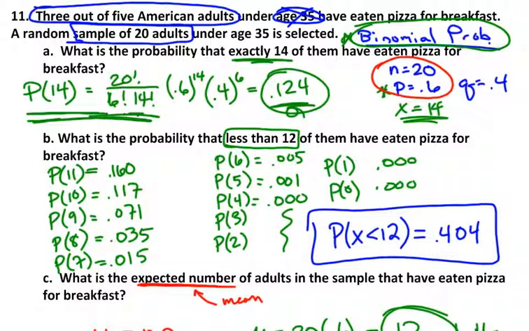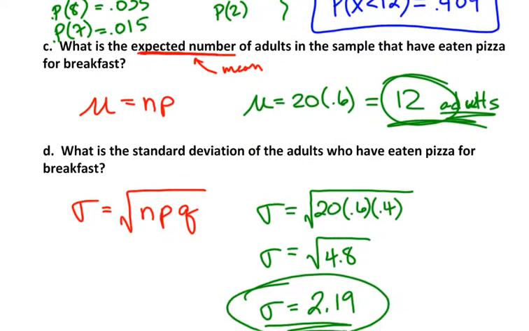Then we were asked to find out what's the probability that it's less than 12. Well, less than 12 is all of these different values, so we had to find their probabilities. To save some time, we used the table for that, and then we added all those values up to find that the probability that x is less than 12 is 0.404. To find the mean, which we had to do in part C, we multiplied n times p, and that gave us 12 adults. And then to find the standard deviation, we took the square root of n times p times q, and that gave us 2.19.